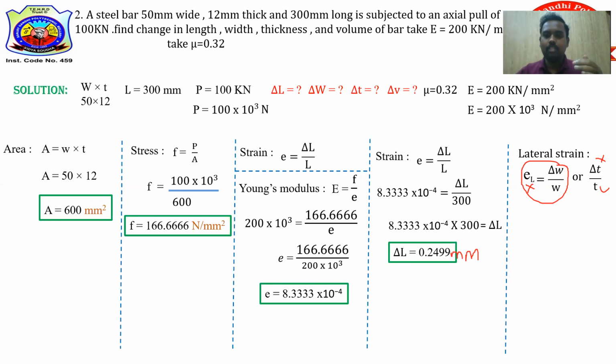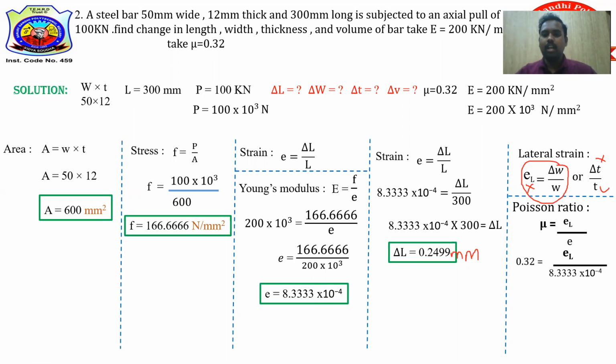Okay, so the next step is Poisson's ratio. Poisson's ratio mu equals EL by E. Just cross check. Do we know the value of Poisson's ratio? Yes, it is 0.32, given. What about EL, the lateral strain? No, we don't have any value for lateral strain. What about E? Yes, we have the value for E. Since we have only one unknown, that is EL, we can solve the formula.